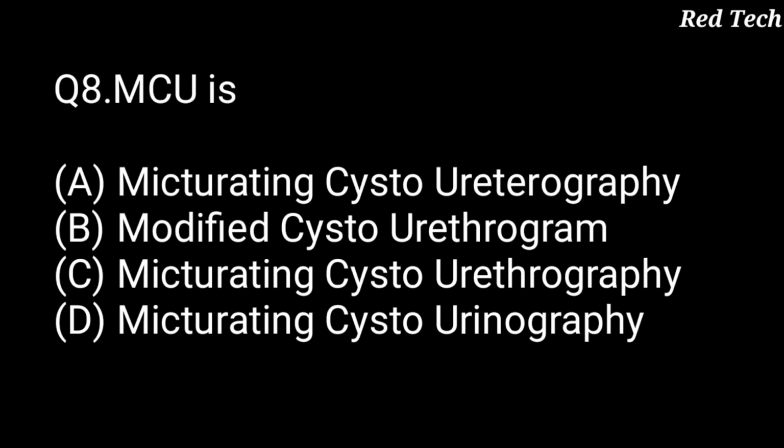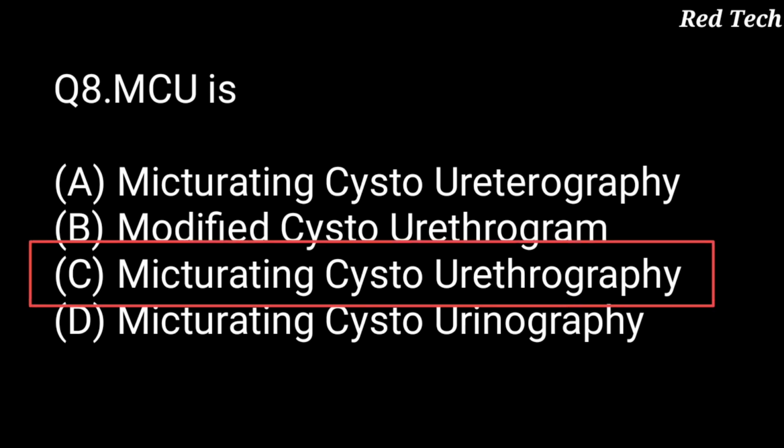Question number 8, MCU is. So basically, the full form of MCU. Option A is micturating cystourethropy. Option B is modified cystourethrogram. Option C micturating cystourethropy. Option D micturating cystourinography. So the right answer will be option number C, micturating cystourethropy.